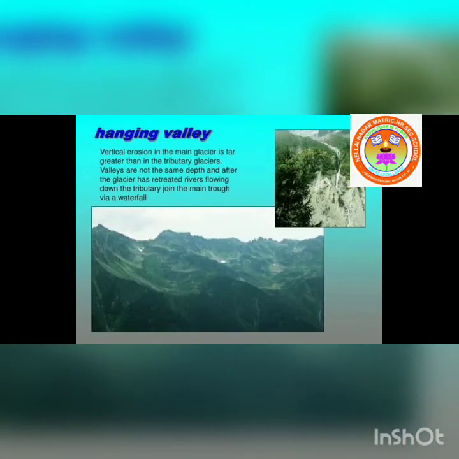Next, hanging valley. These are valleys eroded by tributary glaciers and that hang over the main valley. On the screen, vertical erosion in the main glacier is far greater than in the tributary glaciers. The valleys are not the same depth, and after the glacier has retreated, rivers flowing down the tributary join the main trough via a waterfall. Clear, children?